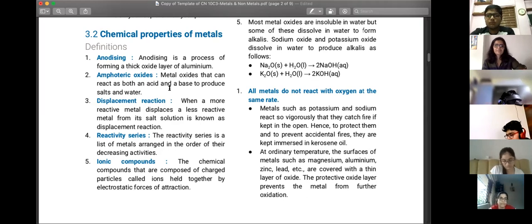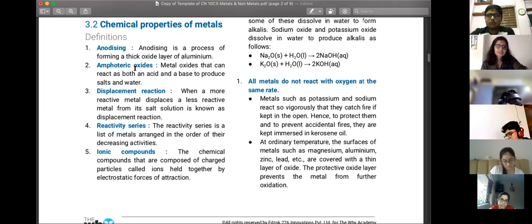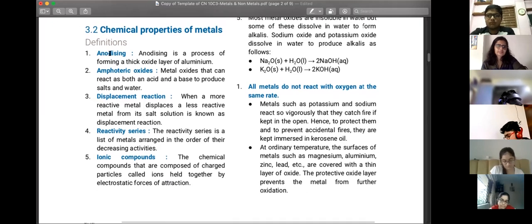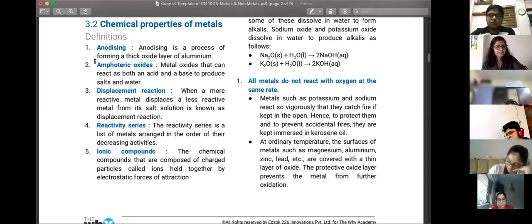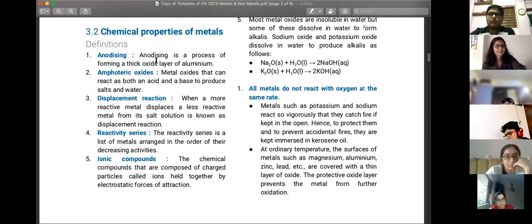These things you already did in chapter 1 and 2, so it's like repetition. Okay, cool. So coming to the reactions, first we have anodizing. Anodizing we will discuss in detail, but the process is that anodizing is a process of forming a thick oxide layer of aluminium. This is very specific to aluminium only. Amphoteric oxides, you should be able to figure out, because we already did amphoteric metals and amphoteric oxides in the previous chapter.